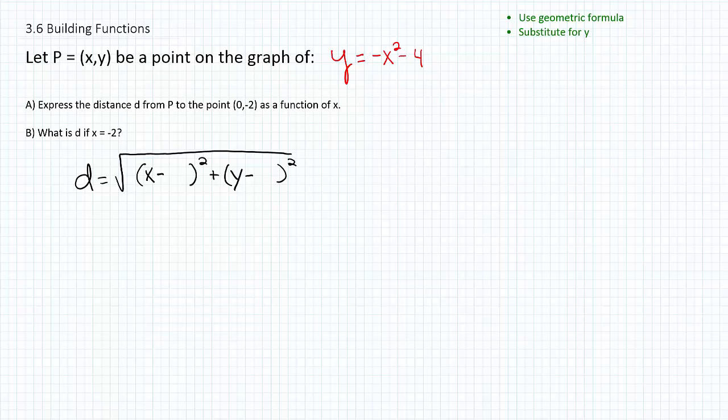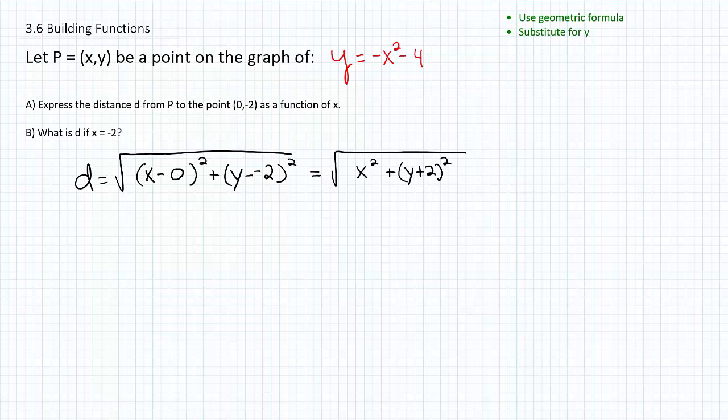So let's start with the point here being (0, -2). The x part of that is 0, so I'm going to pair that up with the x here in the first parenthesis. And in the second parenthesis, I'm going to put the negative 2 in. So we'll have two negatives in that parenthesis. From there, it's just a matter of doing a little bit of arithmetic. We'll have the square root of x minus 0, which of course just gives you x, and that'll be squared, plus y plus 2, quantity squared. The plus is because we have the double negatives in this parenthesis.